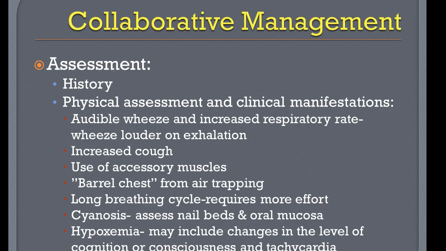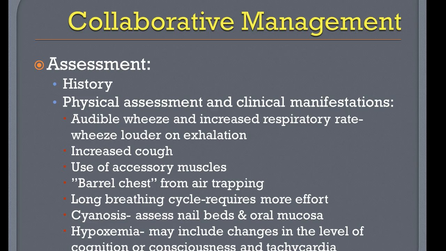So as we look at the management of asthma, of course, learning about their history, learning when they were first diagnosed, making those physical assessments and clinical manifestations. And these are some of the things that we may assess with these patients. Audible wheezes, increased respiratory rate. Wheezes louder on exhalation, increased cough.